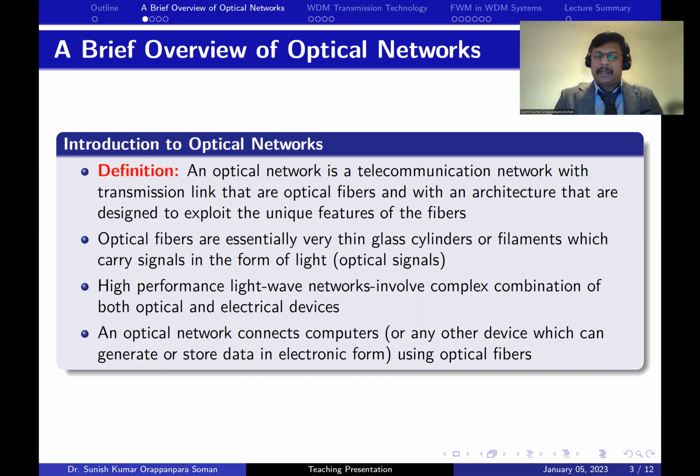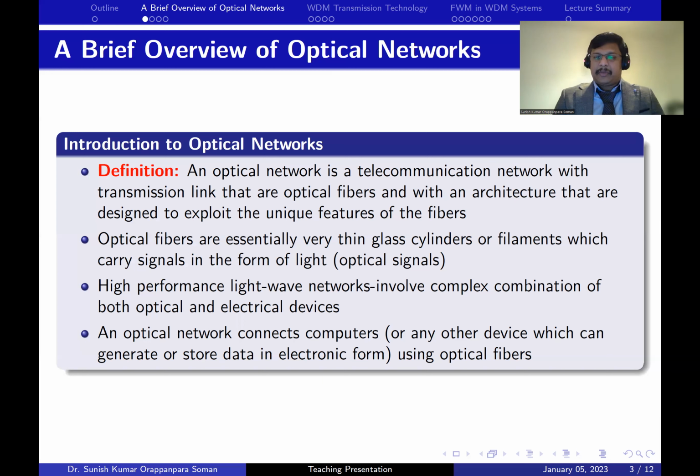By definition, an optical network is a telecommunication network with transmission links that are optical fibers used to transmit huge amounts of data. Optical fibers are essentially thin glass cylinders which guide the optical signals by total internal reflection. So optical fibers are one of the important components in optical networks.